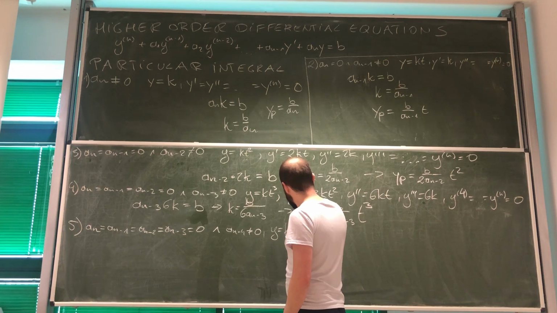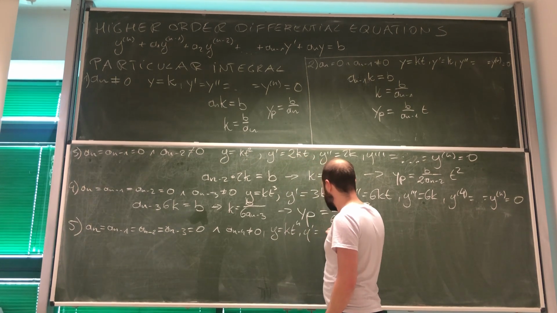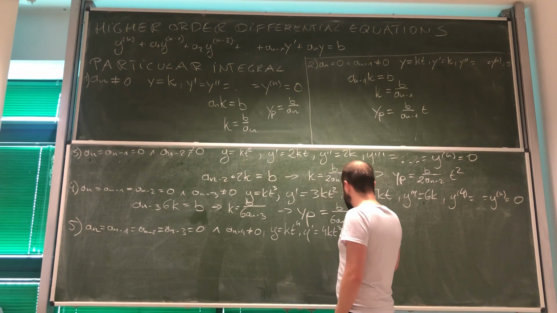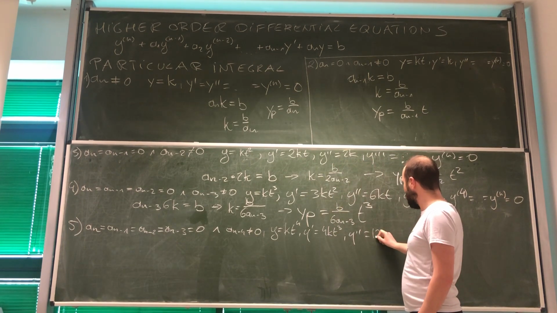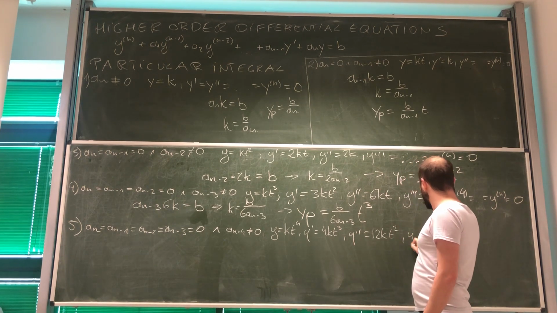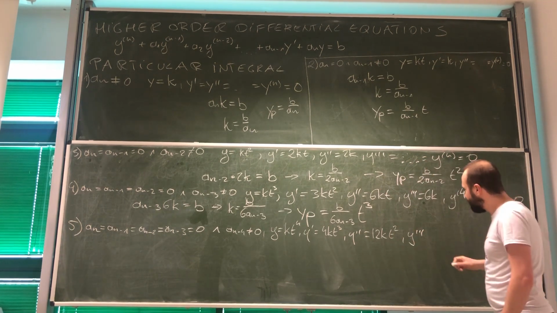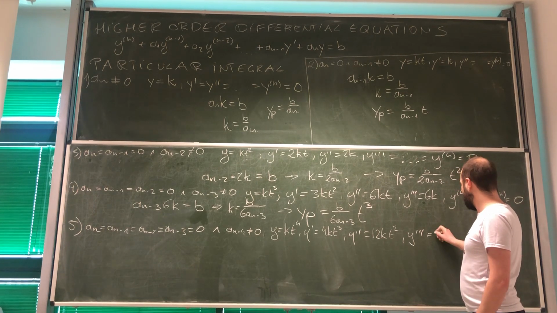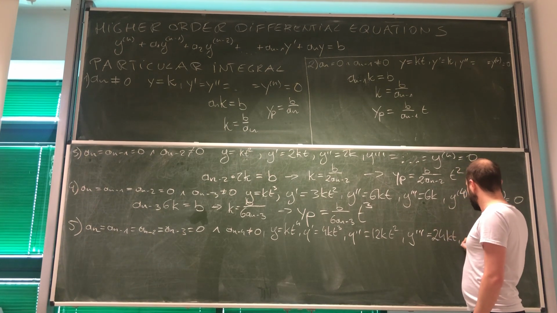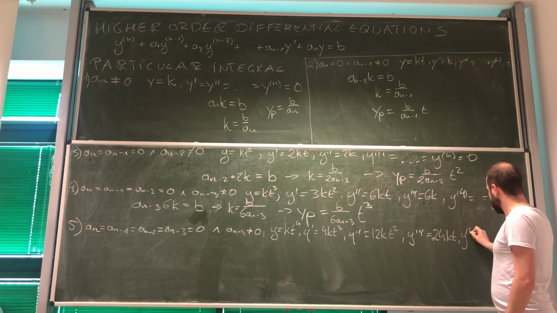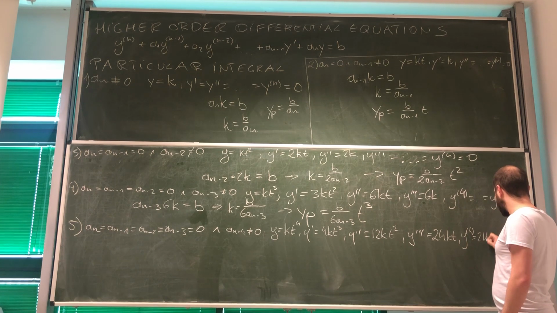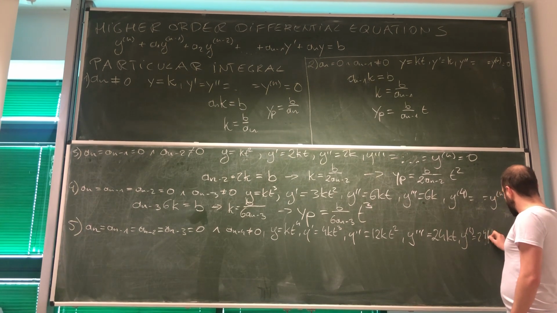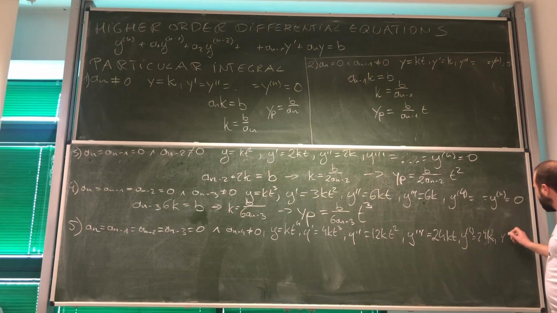So we've got k times t to the power of 4, y prime is equal to 4k t to the power of 3, y double prime is equal to 12k t squared, third derivative is equal to 24k t, fourth derivative is equal to 24k, and every other derivative, so fifth derivative until nth derivative, are all equal to 0.